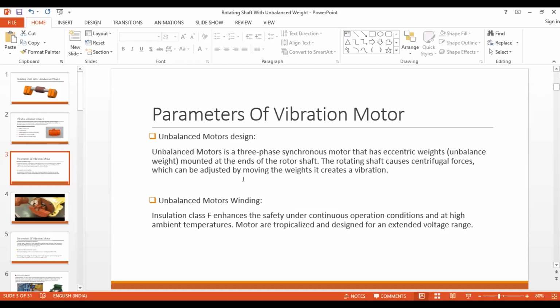Like I said, it contains a three-phase synchronous motor, which has eccentric weights mounted at the ends of the shaft. The rotating shaft causes centrifugal forces, which can be adjusted by moving the weights, and that creates the vibration. I will explain this sentence, how we can adjust by moving the weights, and that will create the vibration.